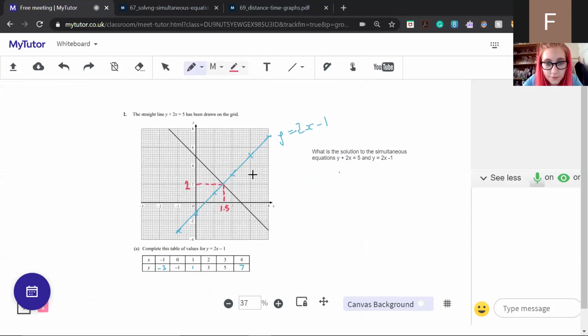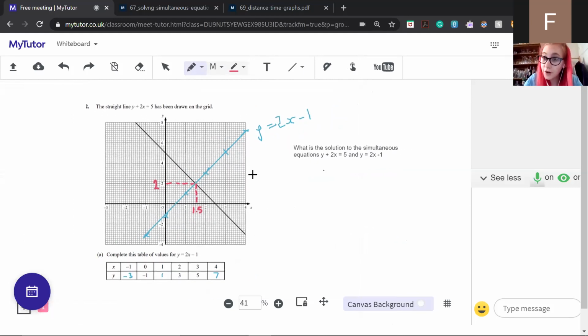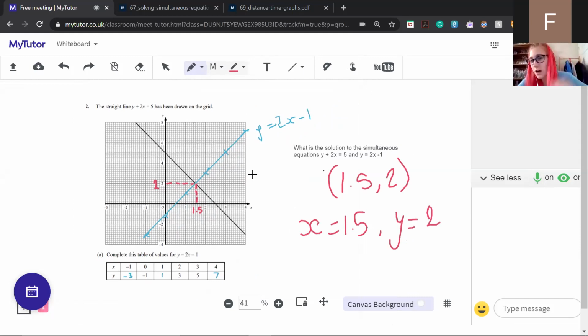So the solution, we can write in a couple of ways, either as the coordinate (1.5, 2), or we can write x equals 1.5 and y equals 2. They're equivalent ways of writing the same thing.